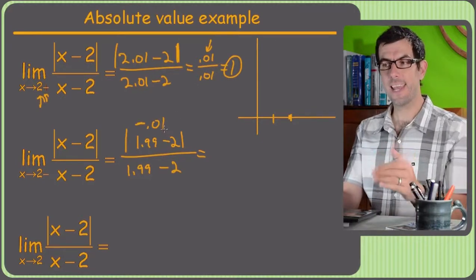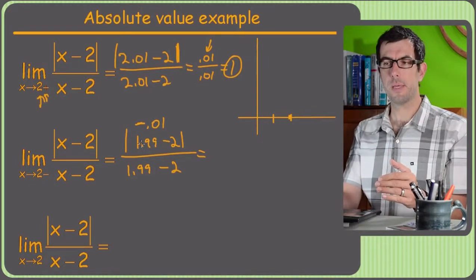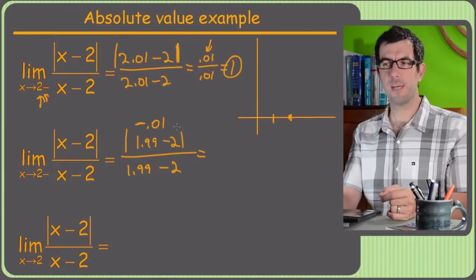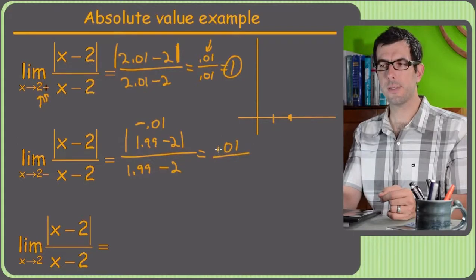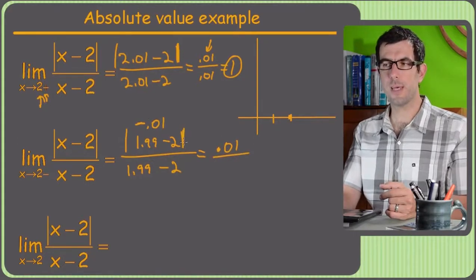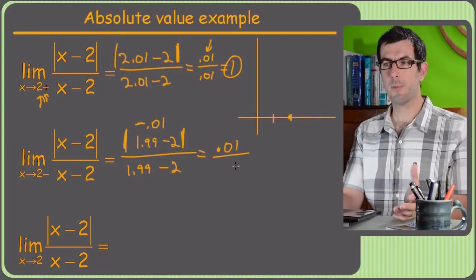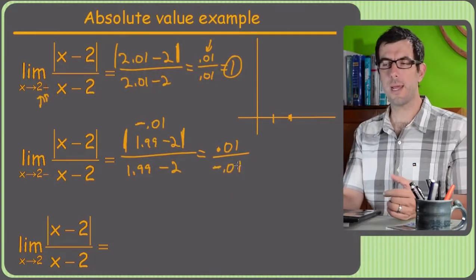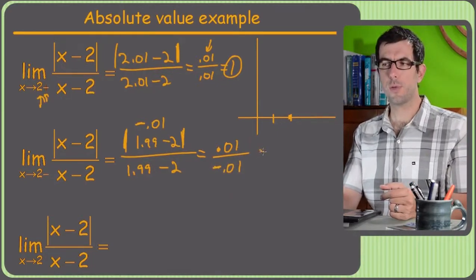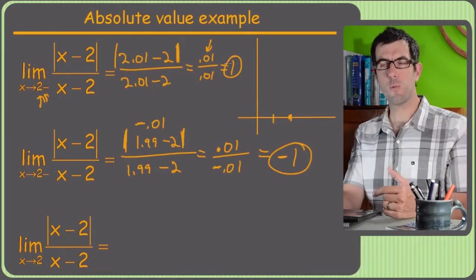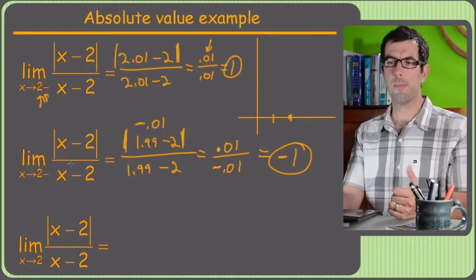But now we're going to get negative 0.01 because we're subtracting 2 from a number that's a tiny bit smaller than 2. But what do my absolute value signs do? They make that positive again. So I end up with a positive 0.01 upstairs because my negative 0.01 had absolute value signs around it. Downstairs, I have the same situation except no absolute value. So I end up with a negative 0.01 downstairs. So what's 0.01 over negative 0.01? Negative 1. Pretty cool. So the limit from the right side is 1, and the limit from the left side is negative 1.